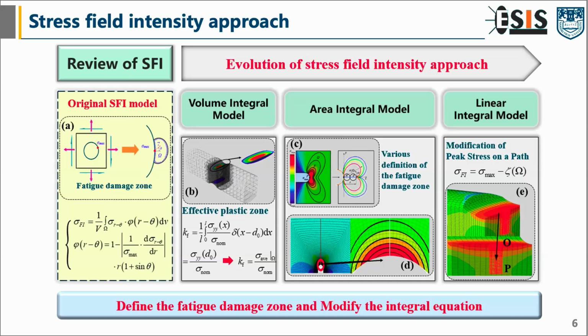The stress field intensity considers the material, the max stress at the notch, the stress gradient near the notch, and the stress or strain conditions. The field intensity, sigma FI, can be seen as the equivalent stress for fatigue life. The original SFI model uses the volume integral for the fatigue damage zone. The development of these models tended to be 2 parts: defining the fatigue damage zone and modifying the integral equation.